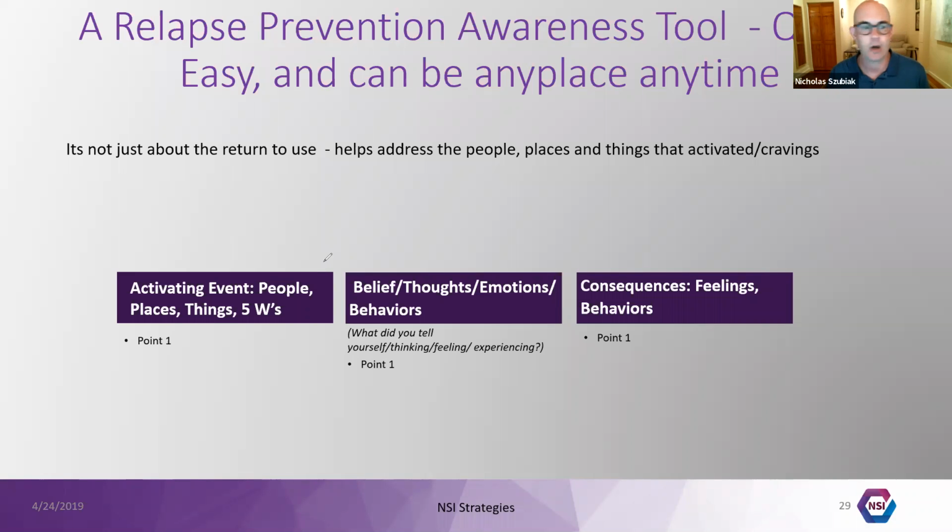It's bringing what we talked about today into 3 columns, bringing that activating event of people, places, and things, the 5 W's that we talked about, and then having our patients list those things. And then listing their beliefs, their thoughts, their emotions, their behaviors.